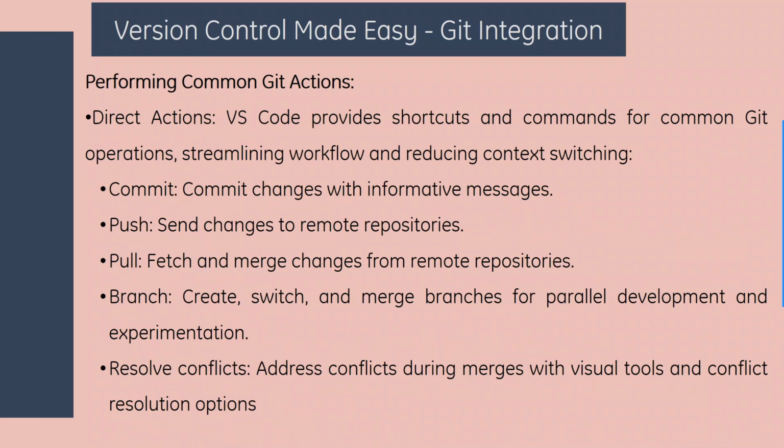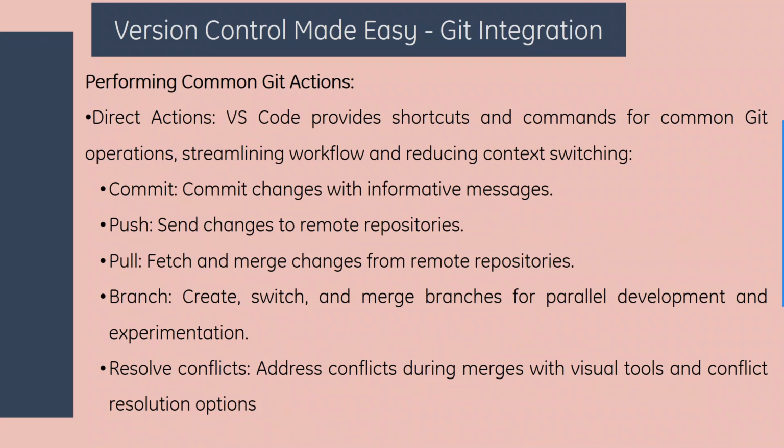Next, we have performing common Git actions, which is a direct action. VS Code provides shortcuts and commands for common Git operations, streamlining workflow and reducing context switching. That is, for commit, we have commit changes with informative messages. We have push, send changes to remote repository. Then we have pull, which is fetch and merge changes from remote repositories.